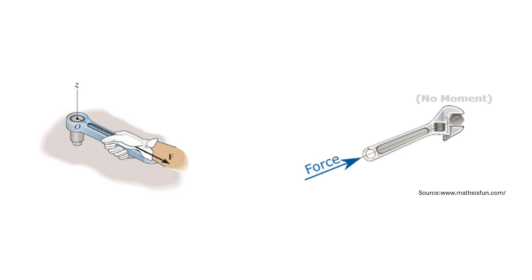Here the force is getting applied along the axis of the member. So the point of rotation is there, but the force is applied along the member itself. So there is no perpendicular distance between the force and the axis of rotation. In this case, no moment is created.